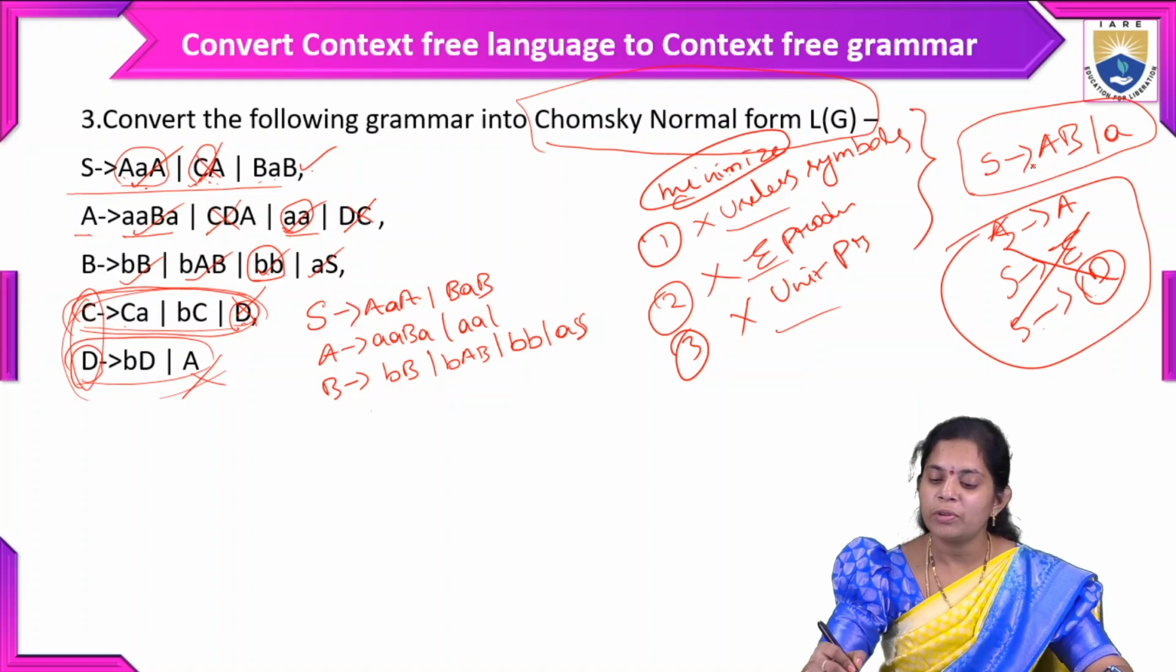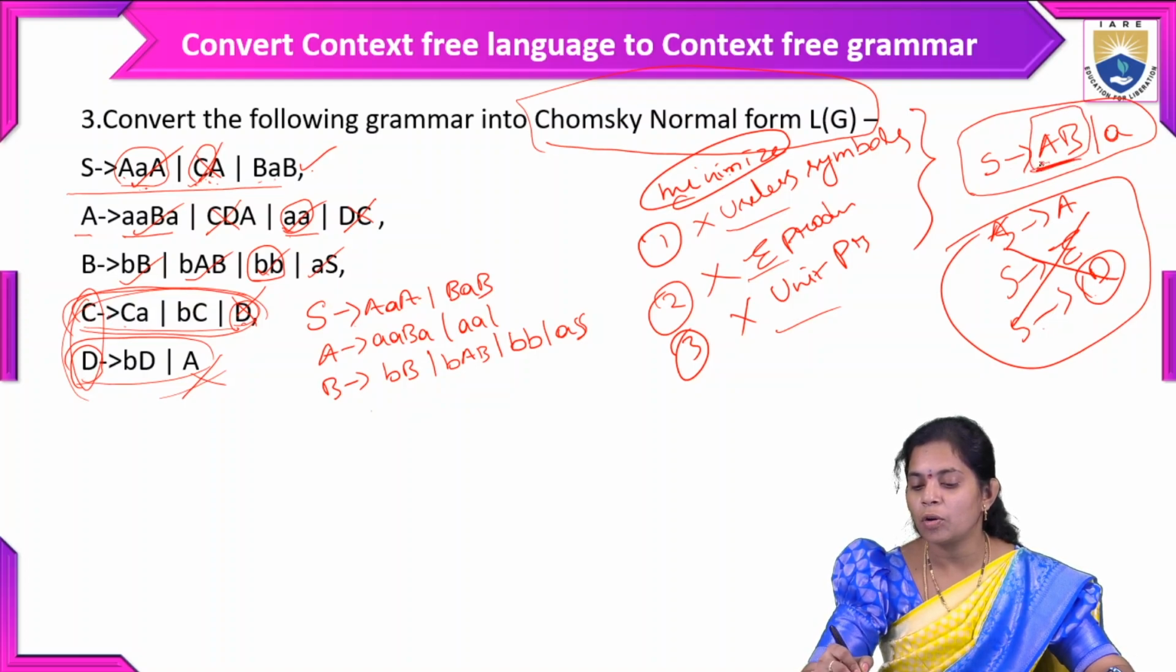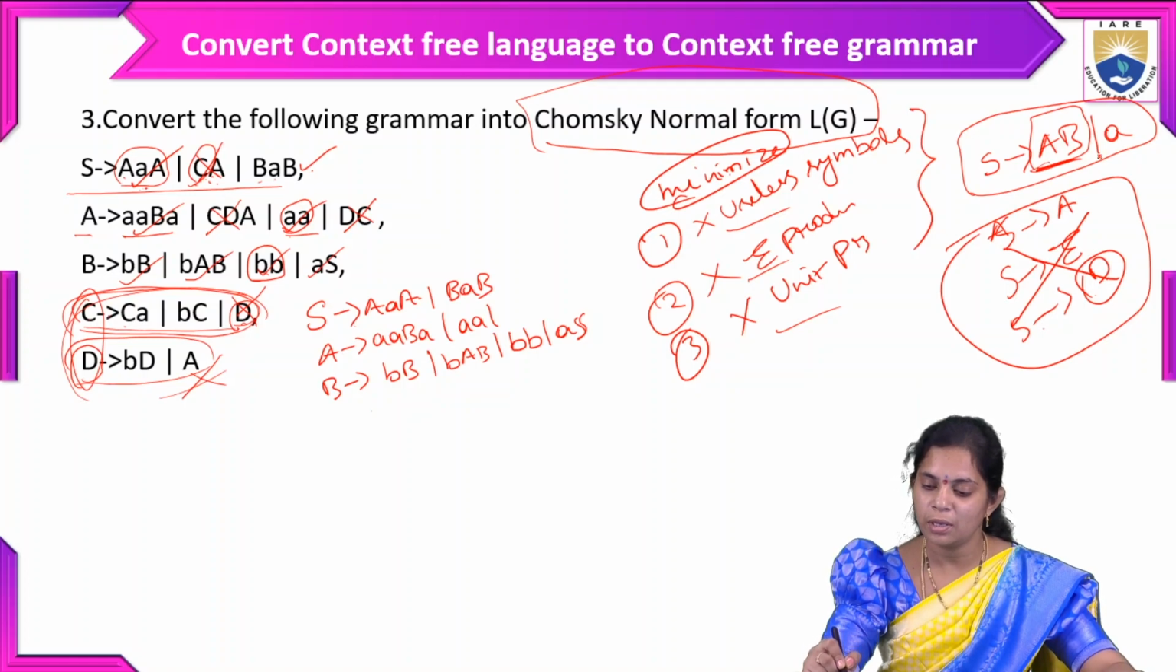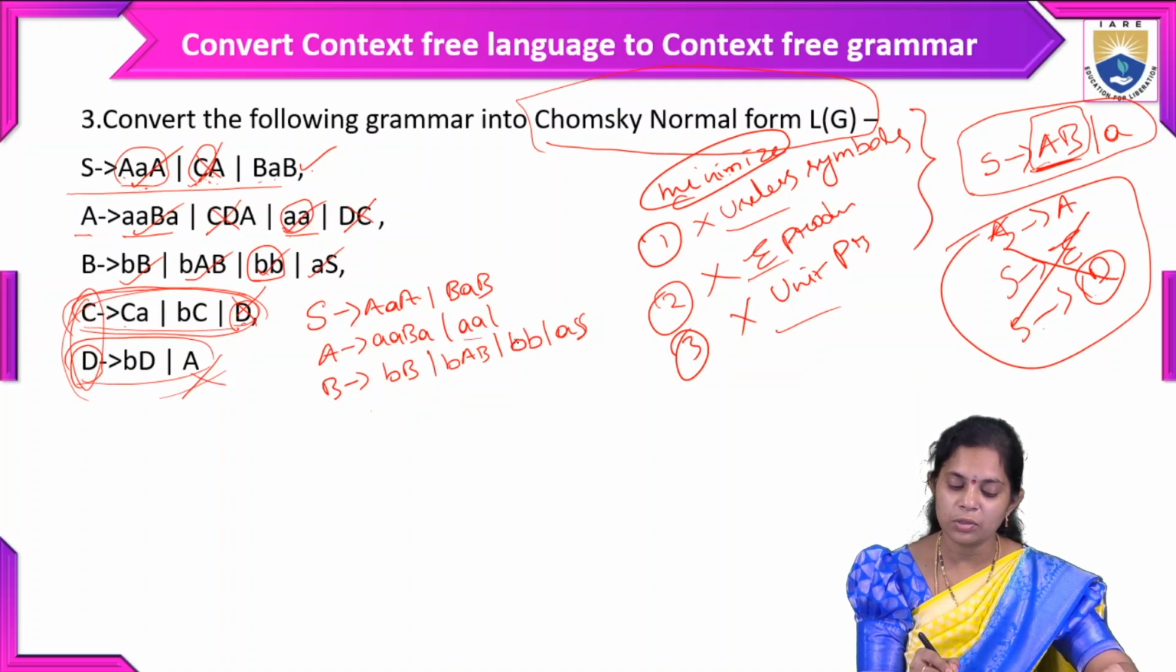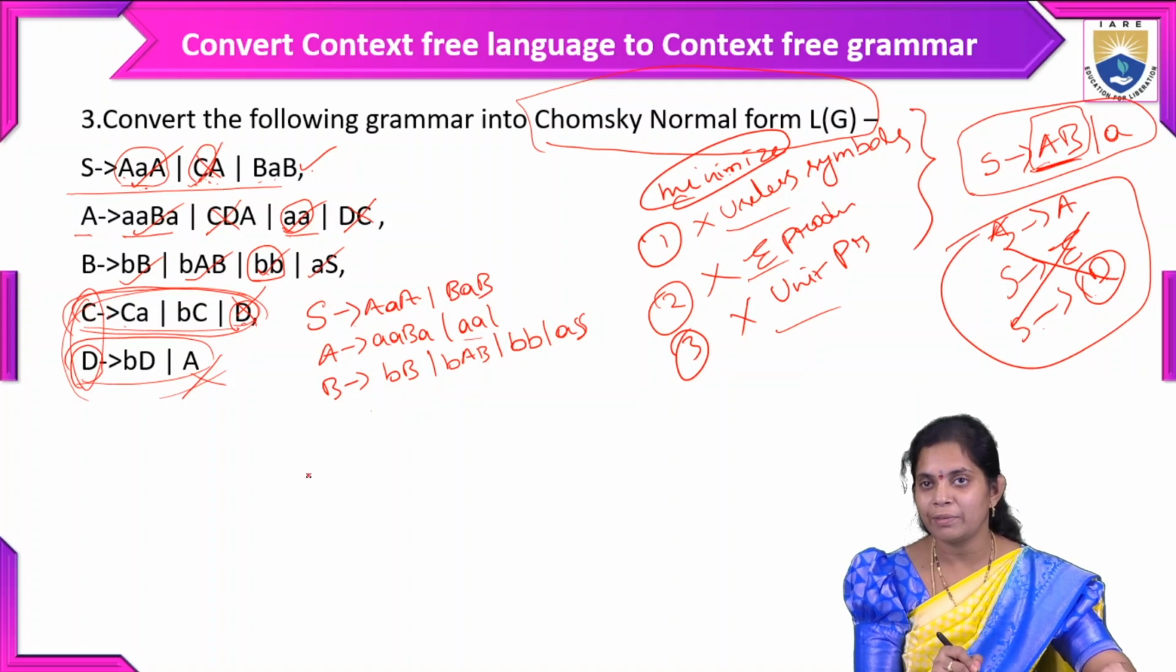The next step is to convert it to normal form. In normal form, the right hand side is a combination of two non-terminals. Here there are three things, a combination of terminals and non-terminals, and here also three things. So we need to convert it to two non-terminal values.